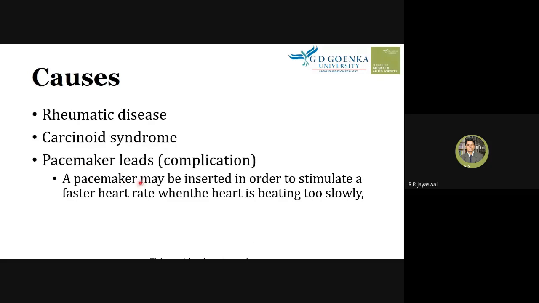A pacemaker is a device which may be inserted in order to stimulate a faster heart rate when the heart is beating too slowly. When the heartbeat is slow, a pacemaker device is inserted in the heart, which stimulates the heart to beat faster. The leads of the pacemaker can cause a complication that leads to tricuspid valve stenosis.